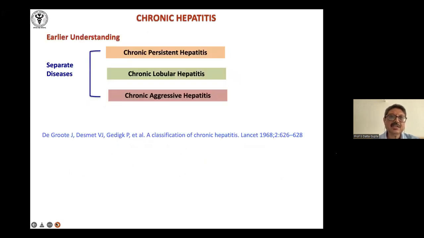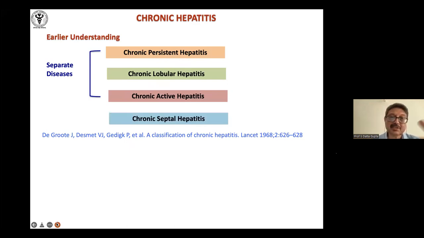Now, regarding chronic hepatitis, the earlier understanding was: persistent if the inflammation was in the portal tract, lobular if the inflammation was in the lobule, and aggressive if there was piecemeal necrosis. This was worse, and of course, the others had much better prognosis. But these were considered separate diseases. Chronic septal was another one that was added.